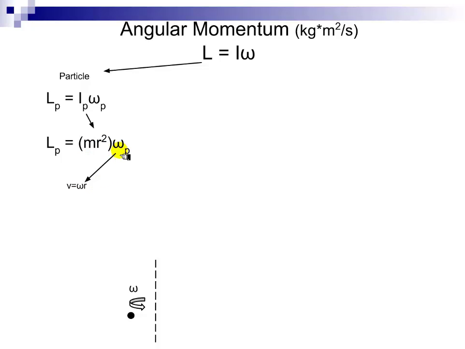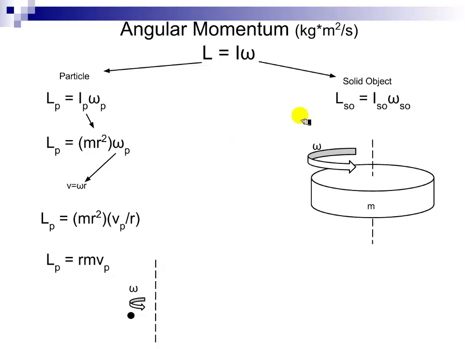Then what we do is we use this bridge equation to convert angular velocity to linear velocity. Then we plug that back into that equation, and we do some algebra to find this equation. So this is the main equation that we use for the angular momentum of a particle.